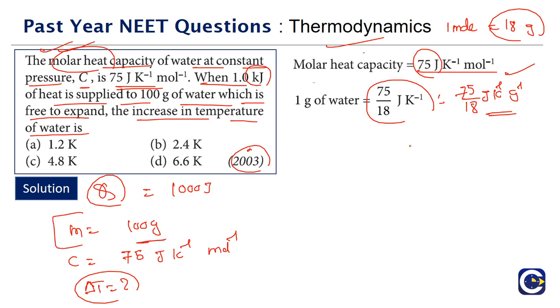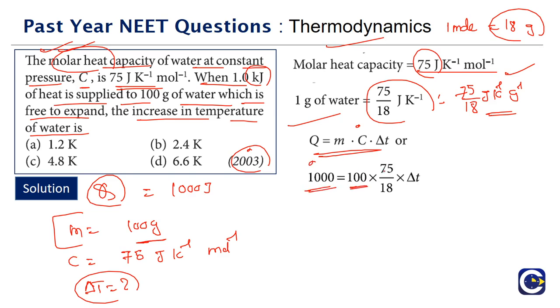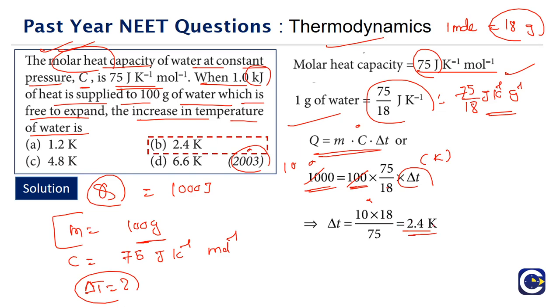Okay, so let's come back to the idea. Q will be equal to M into C into delta T. Here C must be the mass based specific heat capacity, which means Q, 1000, is equal to mass 100 gram into 75 by 18 into delta T. Here the delta T will be coming in terms of Kelvin. Now we are looking for delta T, so we will rearrange it. 100 ones are 100, tens, so 18 will go to the numerator. 10 into 18 by 75. This is 180 by 75, and the value will be 2.4 Kelvin. So the delta T value is 2.4 Kelvin.